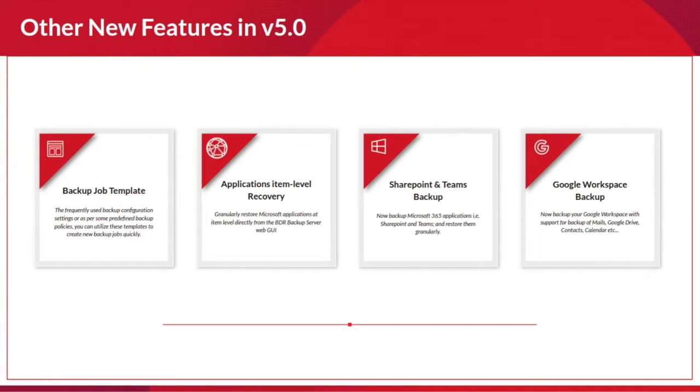Apart from that, we also have this application item level recovery. Previously in version 4.0, you were granularly restoring the application items of Microsoft Exchange, Microsoft SharePoint, Microsoft SQL, and Microsoft Active Directory at item level through a tool called Universal Explorer. So that was in version 4.0, but now in version 5.0, we brought this item level recovery directly in the backup server UI itself. So you don't have to install any separate universal tool or separate agent to restore your data.